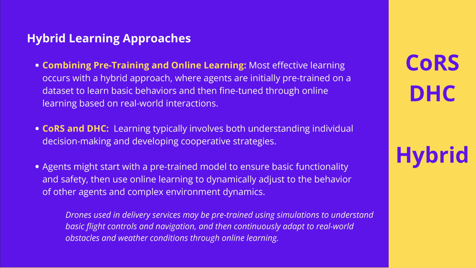A very easy example: drones used in delivery services. Again, I think about Amazon. Maybe pre-trained using simple simulations to understand the basic flight controls and navigation, and then continuously adapting to real-world obstacles and real-world weather conditions through online learning. So you see, if you have the time, beautiful. Whatever we can learn from our drones in our atmosphere here on planet Earth, great. And then this is the starting point if we want to fly to a different planet or a different satellite, maybe with a denser atmosphere.